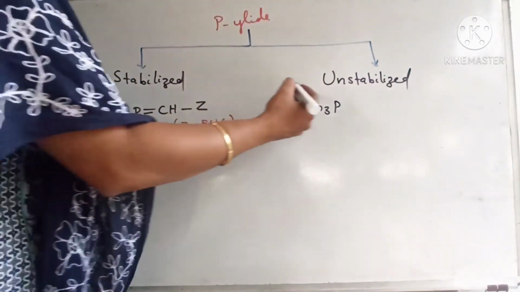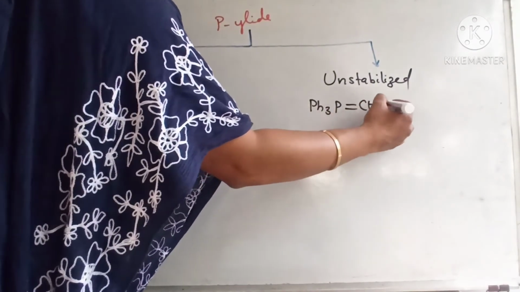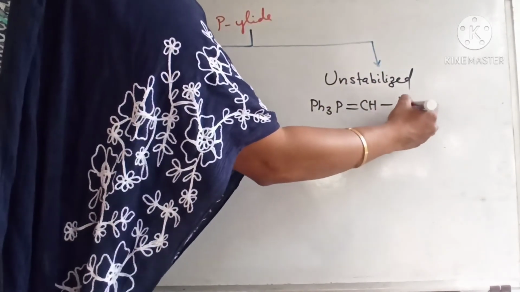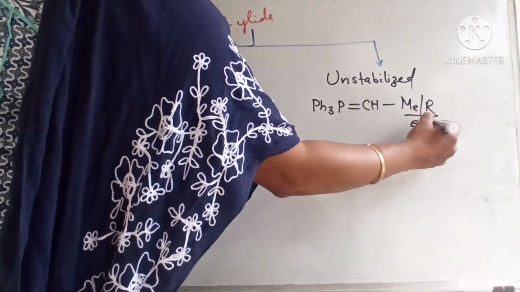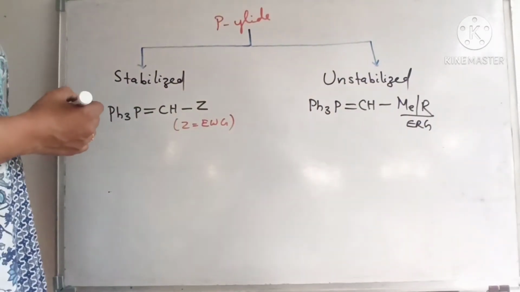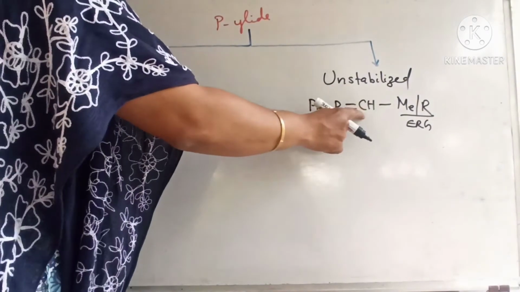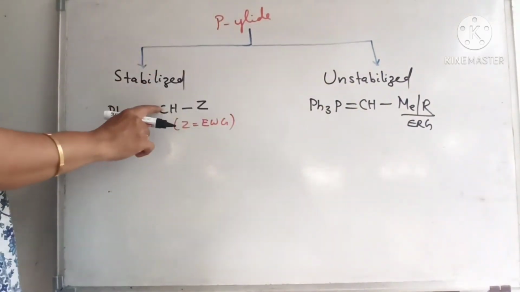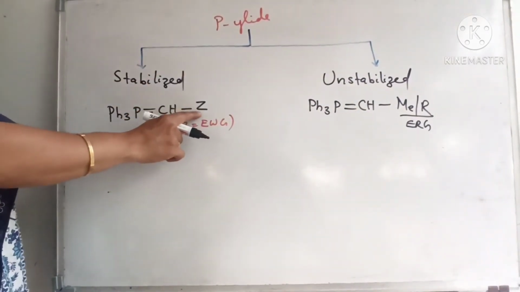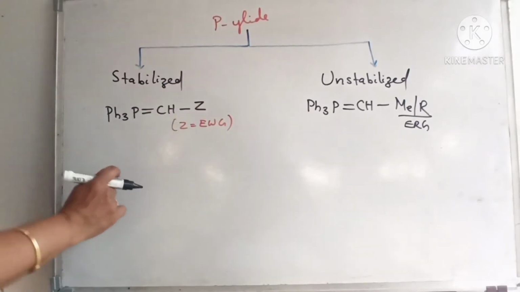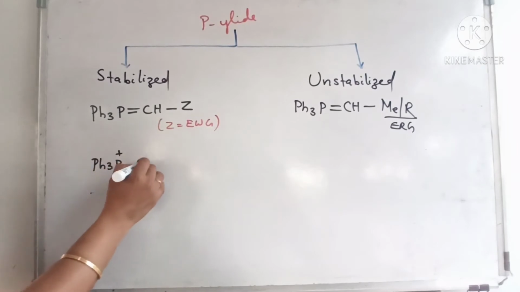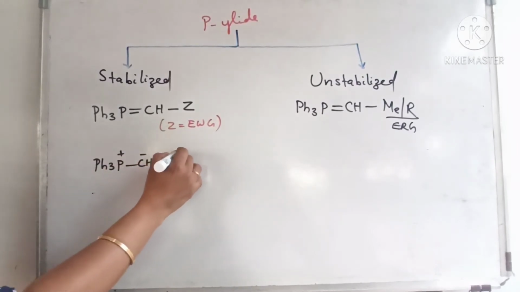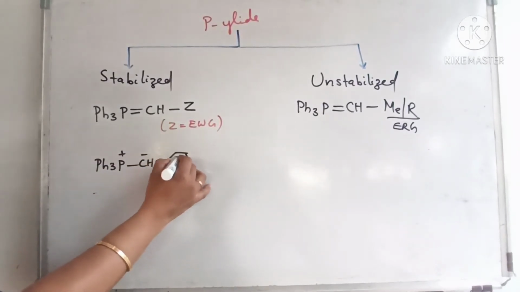halide means there will not be any substitution, or there will be an electron releasing group like methyl group or alkyl group. Electron releasing group will be there. Okay, so that the negative charge on carbon will be destabilized. Here the negative charge on carbon will be stabilized by this electron withdrawing group. So this aromatic ring can also stabilize the negative charge. So this is also a stabilized halide.